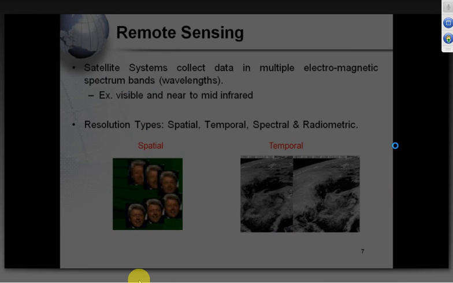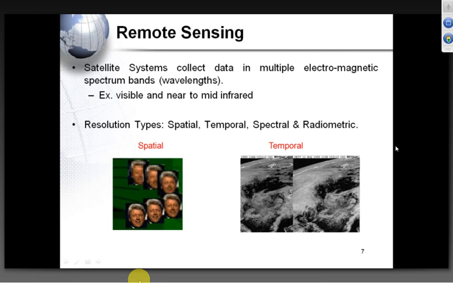Now in remote sensing, as satellites are used as sensors, satellite systems collect data in multiple electromagnetic spectrum bands, means in different wavelengths. For example, visible and near to mid-infrared wavelengths. In that case, there are several kinds of resolution types in remote sensed images: spatial, temporal, spectral and radiometric.